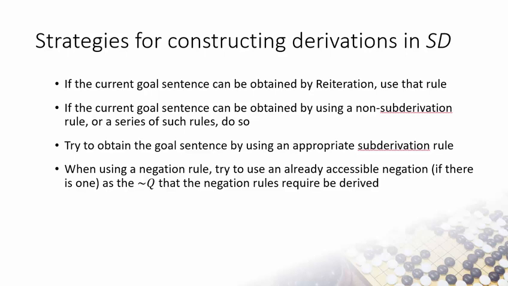Now, they have a set of strategies here, and some of these are relatively obvious. If the sentence can be arrived at by reiteration, then use that. The simplest is best is essentially what's at the core of all these pieces of strategy. Similarly, if you can get there without using a subderivation, then that's probably a good idea. Only use a subderivation if you have to, in other words. Dealing with an extra assumption and then trying to discharge it introduces additional complexity, and if you can do without that complexity, then it's probably better to do so.